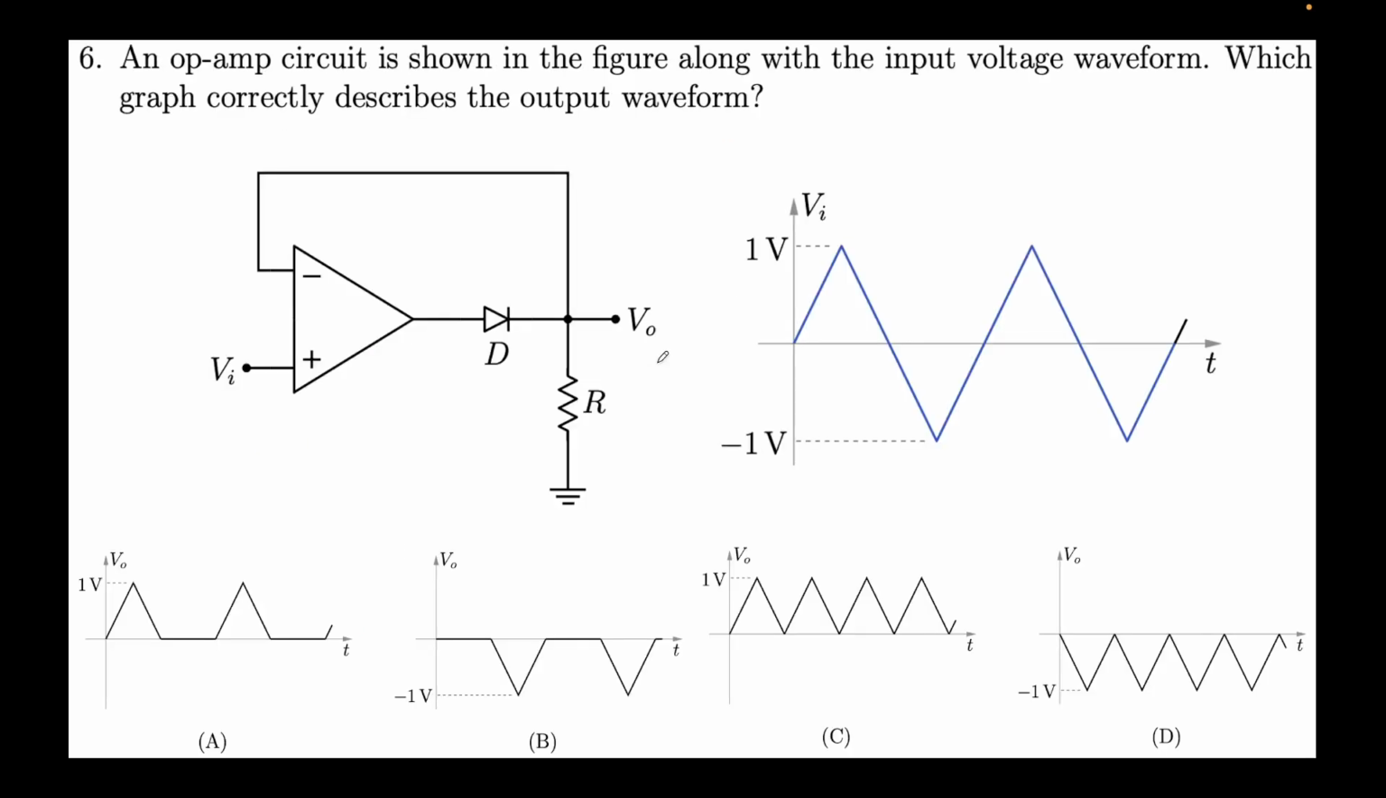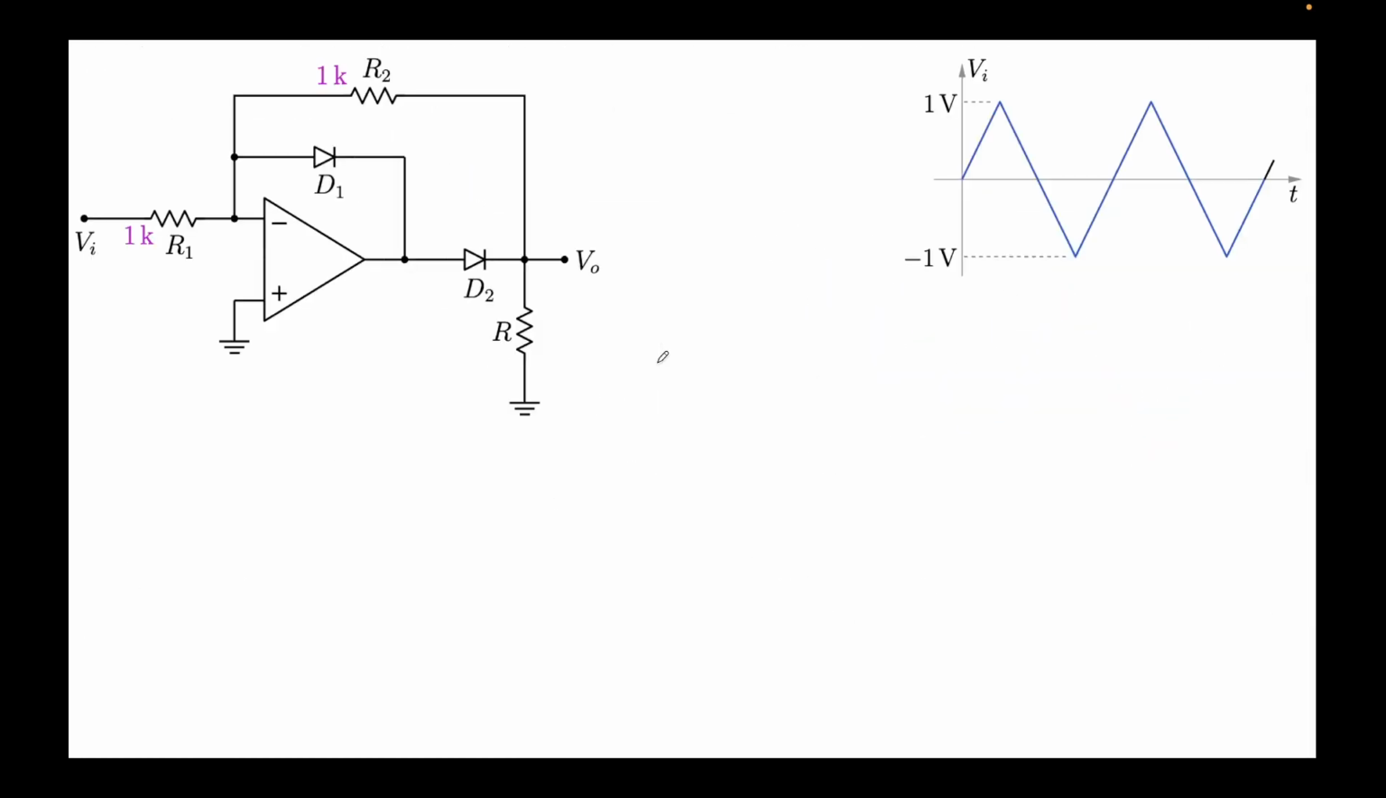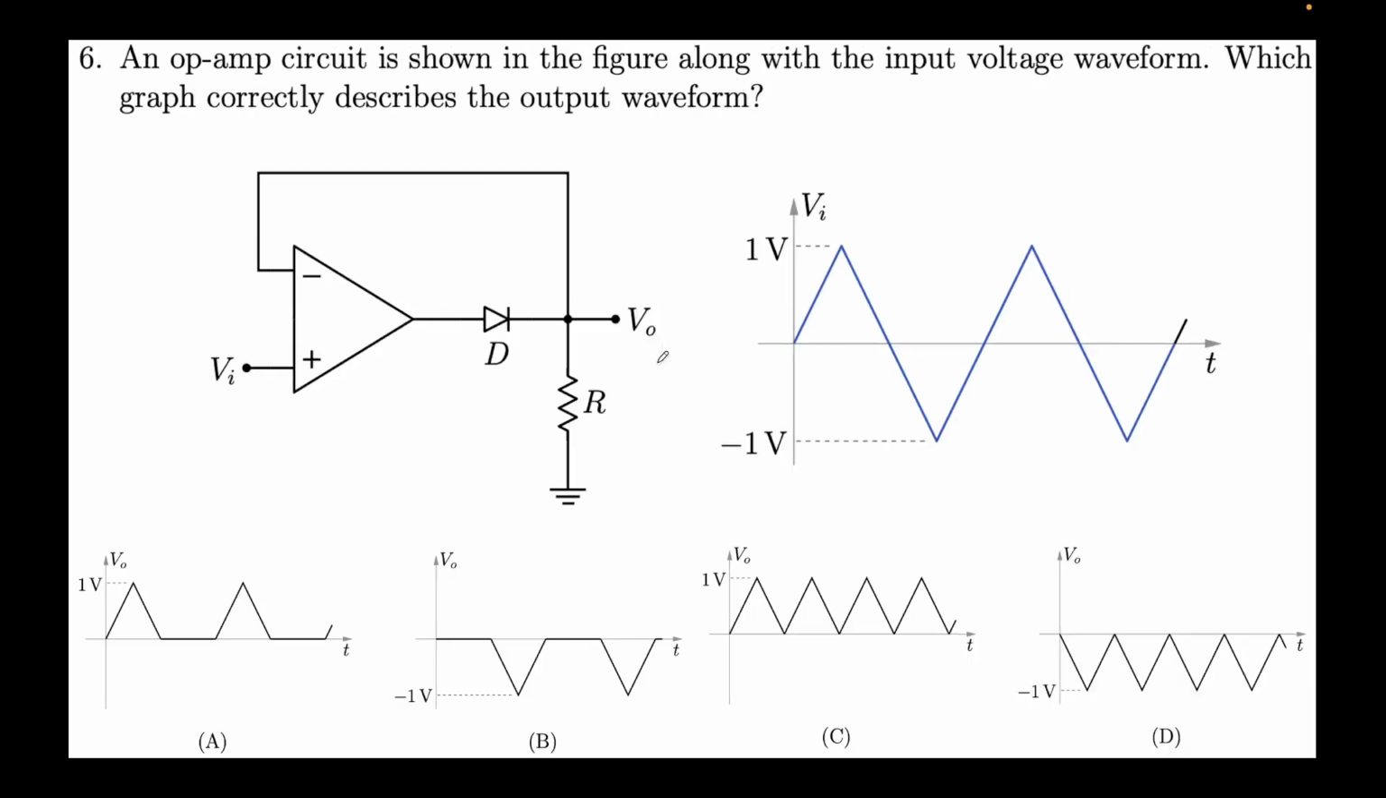All right, now we jump to problem 6. The question says an op-amp circuit is shown in the figure along with the input voltage waveform. This is the waveform you're seeing on the input side. Which graph correctly depicts the output waveform? Again, I'll assume this is an ideal op-amp, and the diode we will not assume ideal, we'll assume a semi-ideal diode.